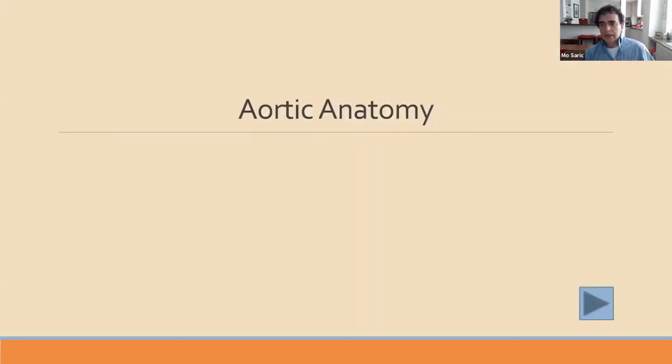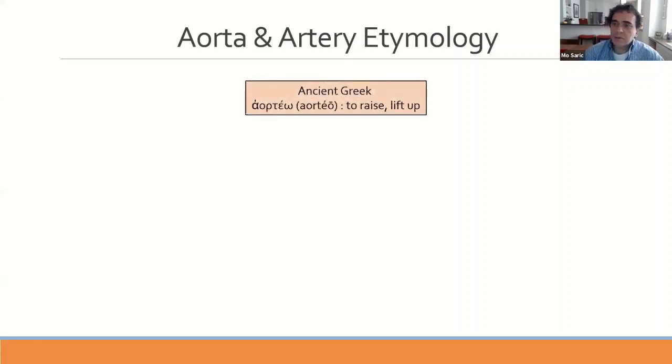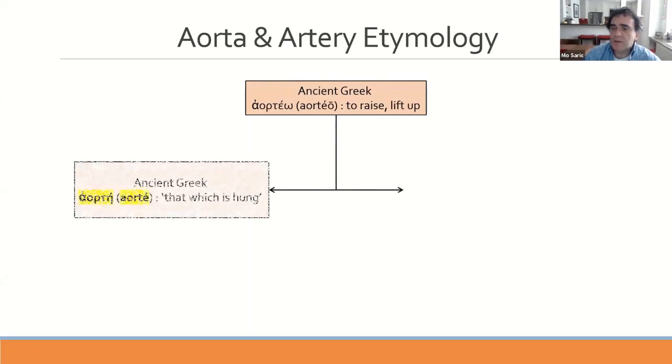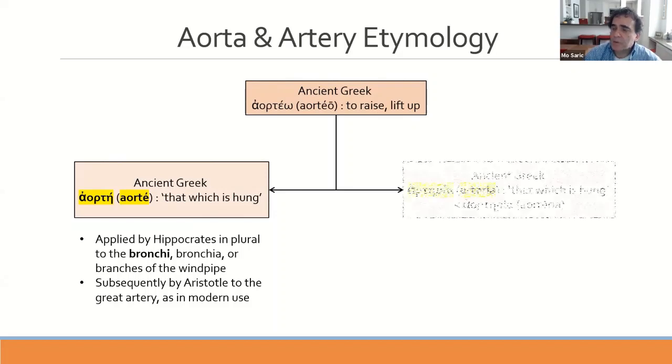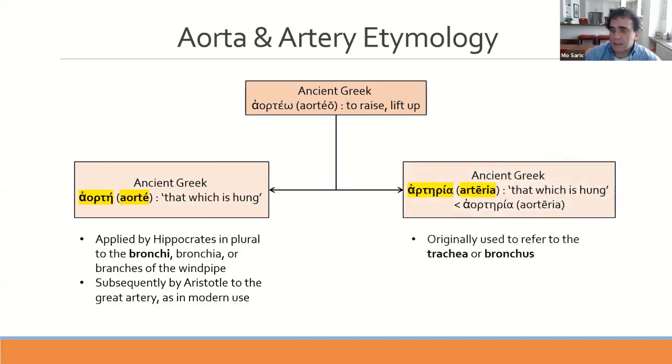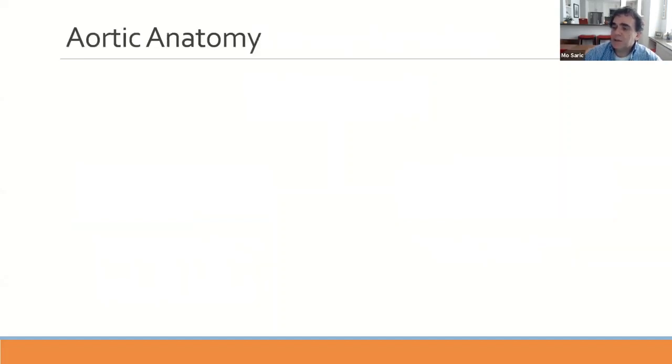Let's start with the aortic anatomy. So aorta and artery share the same etymology. If you never think about it, let me just show a little bit of the Greek etymology for these words. Both the aorta and artery were essentially originally referred to bronchi and the tracheobronchial tree rather than the arteries themselves, something that carries the blood. But eventually they were applied to systemic blood vessels. And let's look at the basics of aortic anatomy.